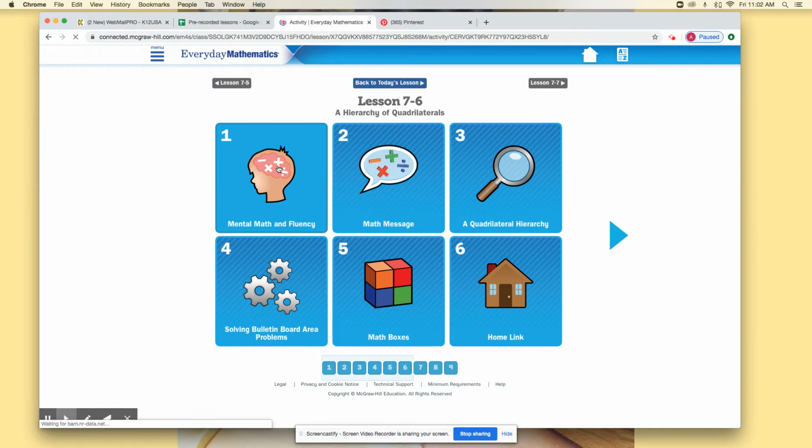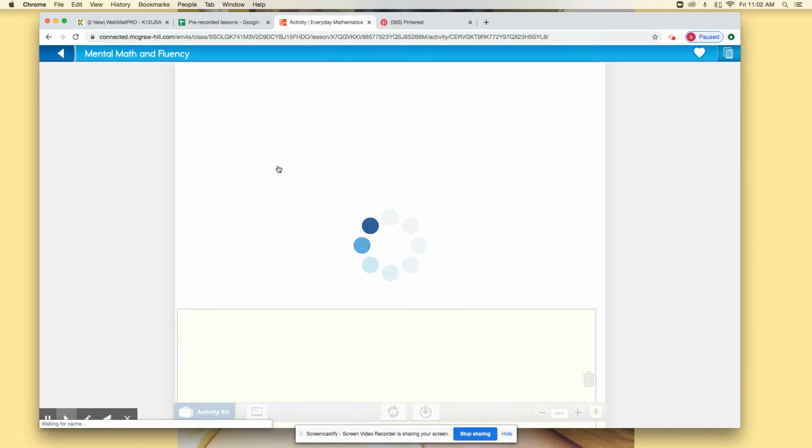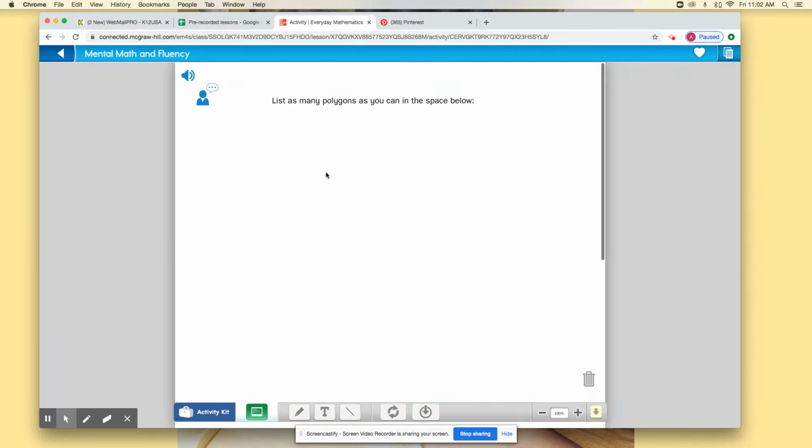Mental math and fluency, something very simple. Whether it's on a piece of paper or on your connected screen, I want you to list as many polygons as you can in the space below. Remember, polygons are shapes where all ends meet and they are closed in. Feel free to pause the video and type in your response or write it down on a piece of paper.